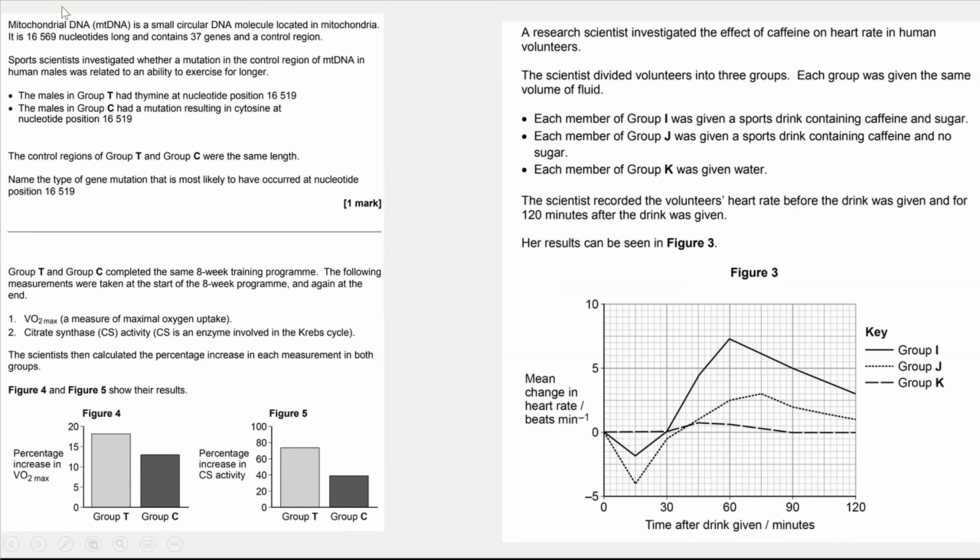So it always starts with some information, normally unknown, but linked to one of the theory topics, and it tells you what the scientists are investigating. It gives you a bit of information about their method, and then it gives you their results. And we can see that over here as well. So the scientists are investigating the effect of caffeine on heart rate in human volunteers. We then have a bit about the method and the results. So that's how the critical analysis questions always start. What's been investigated, method and results.